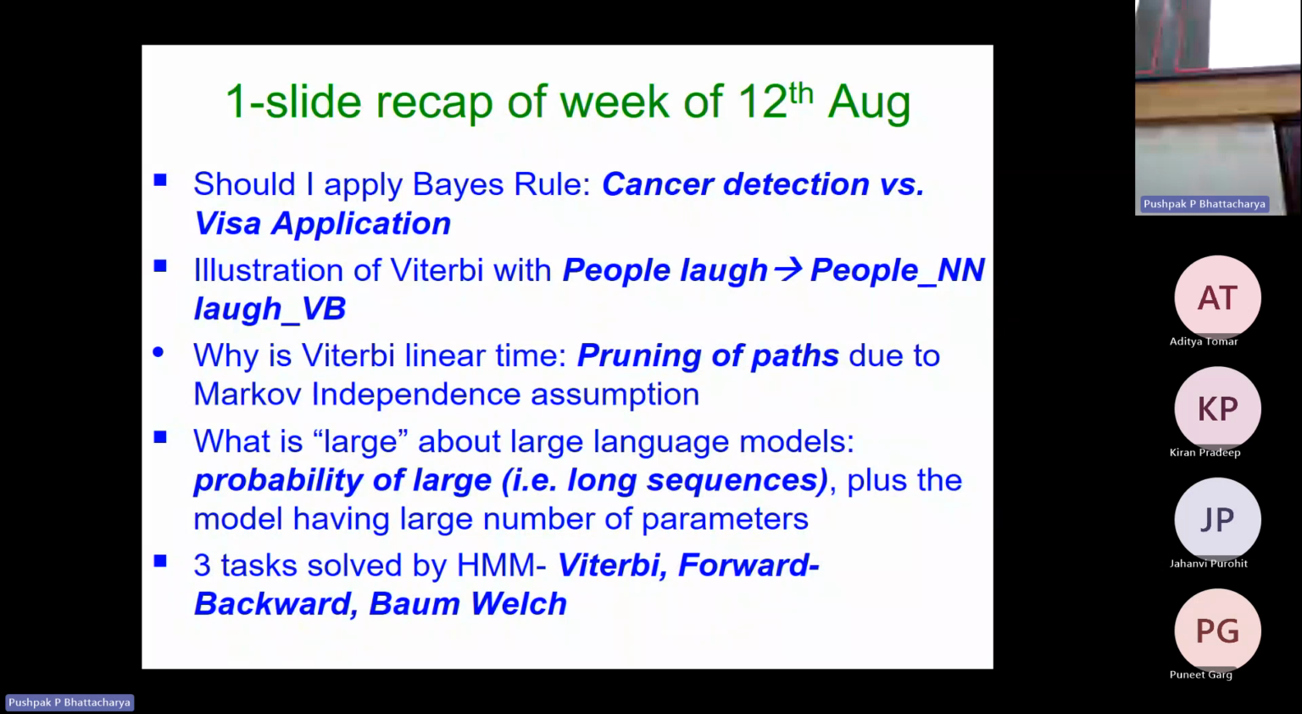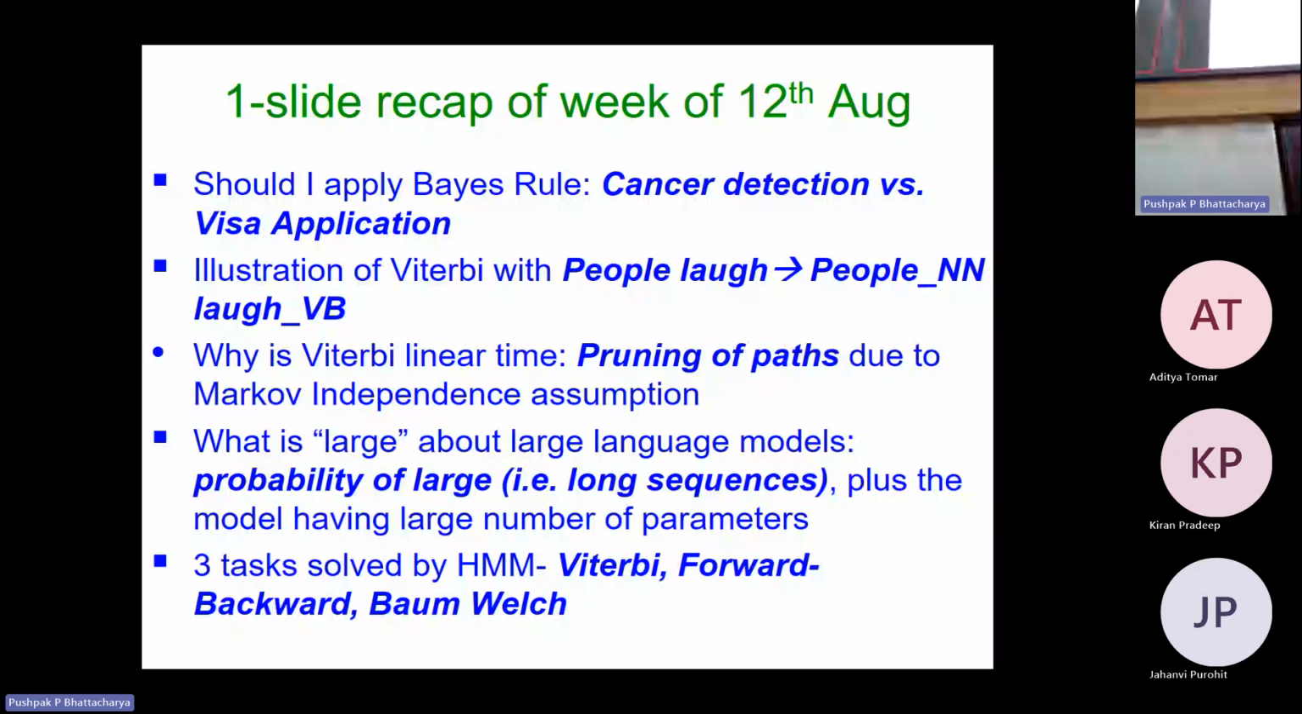Now, pruning of paths is actually responsible for the linear time algorithm. For every word, we maintain only T possible paths, where T is the number of tags in the tag set. So for every word, we maintain T possible paths, and we have to choose the best amongst those T paths. So it makes T times N, where N is the number of words. So the complexity is linear in N.